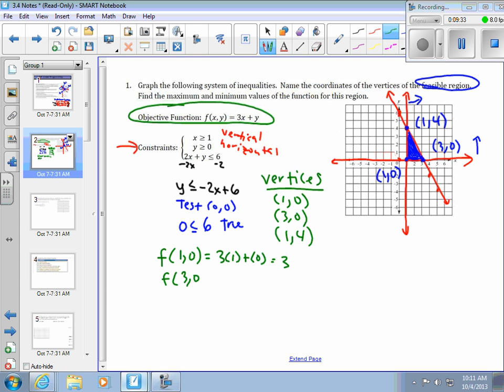We want to do it at 3, 0. That would give us 9. And finally, at 1, 4.